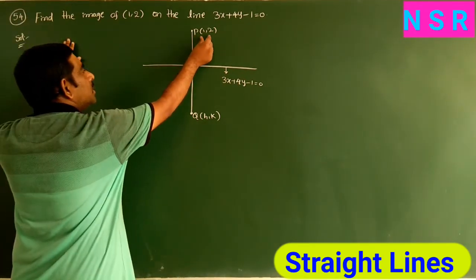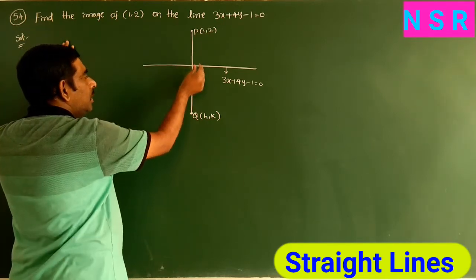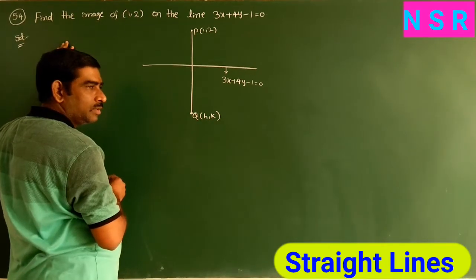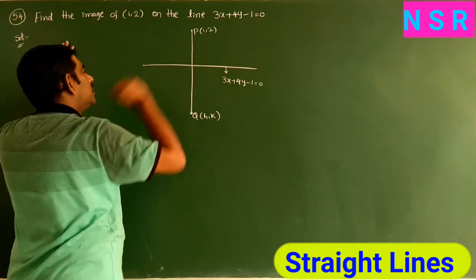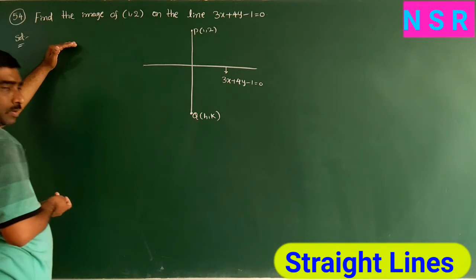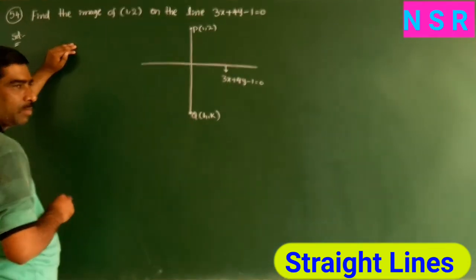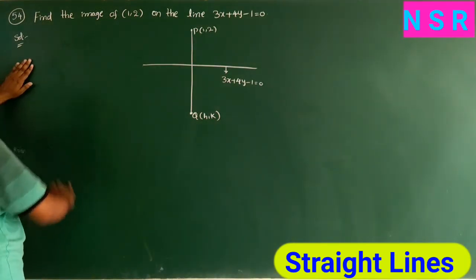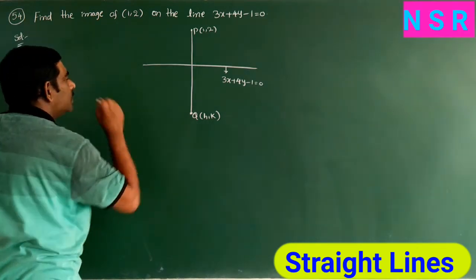This line 3x plus 4y minus 1 equal to 0 acts as a mirror. So this is the object and this is the image. The distance from object to mirror is equal to the distance from mirror to image. So both distances are equal. So here we have two distances. That's why in this formula we are using 2. So both the foot of perpendicular and image formulas are similar, but in foot of perpendicular we don't have 2, in the image formula we use 2. Why? Because here we have two distances.